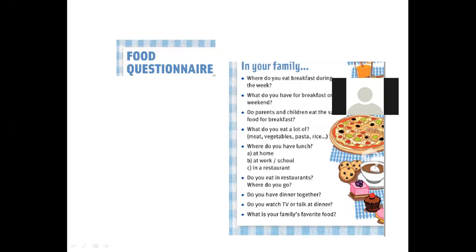Rocio, can you read the next one, please? What do you eat? A lot of meat, vegetables. That vegetables is a difficult word. Don't worry. Vegetables, yeah. Pasta. Rice. Pasta or rice. All right, pretty good. Let's see. Christina, can you read the next one, please?